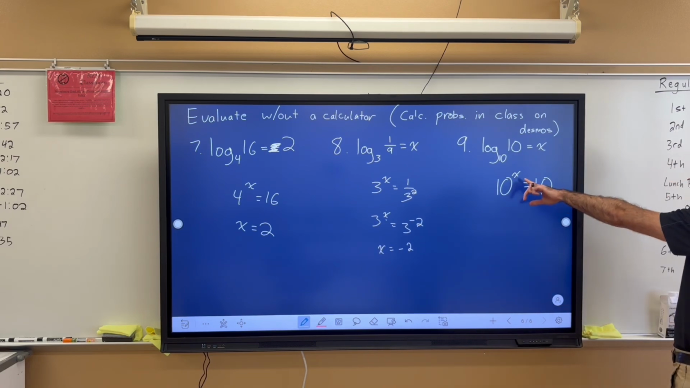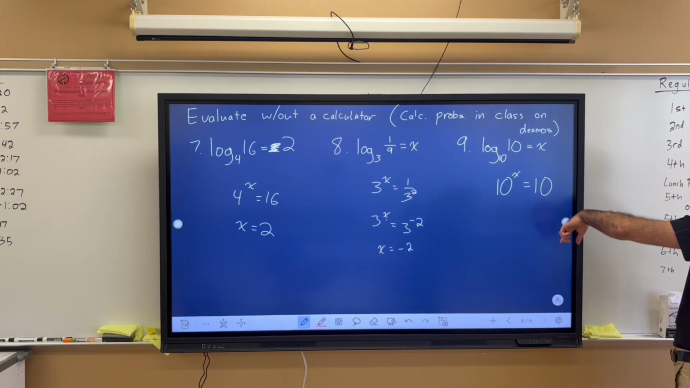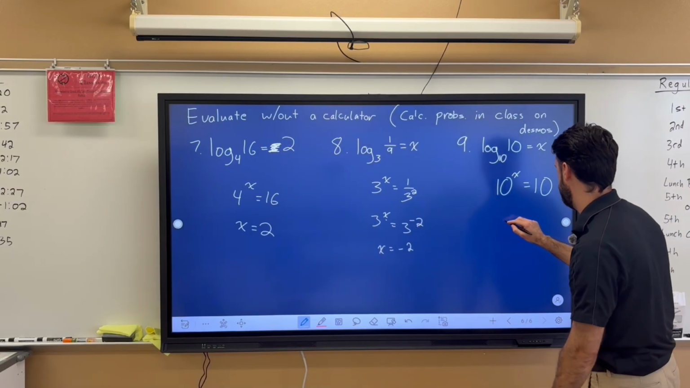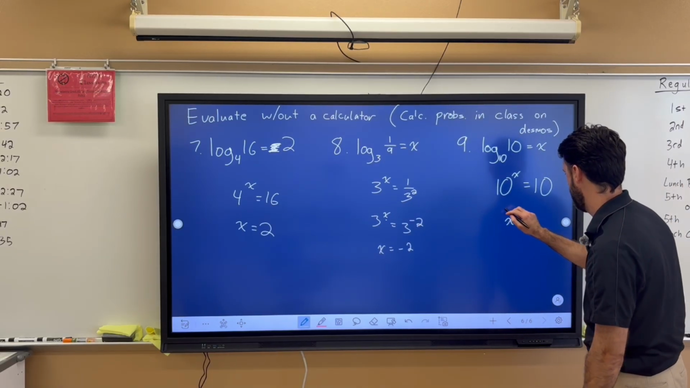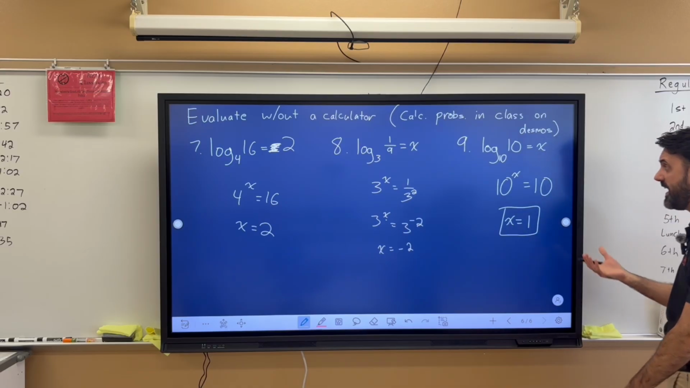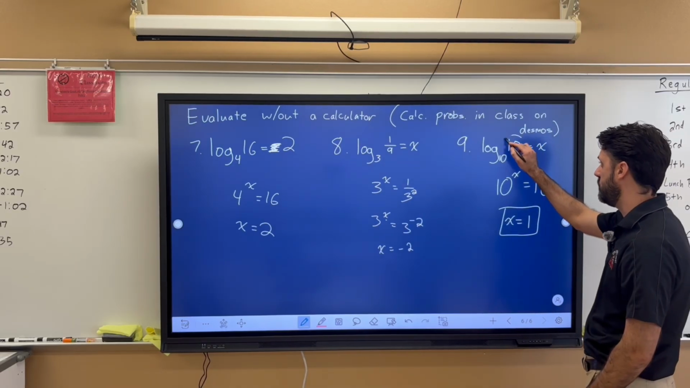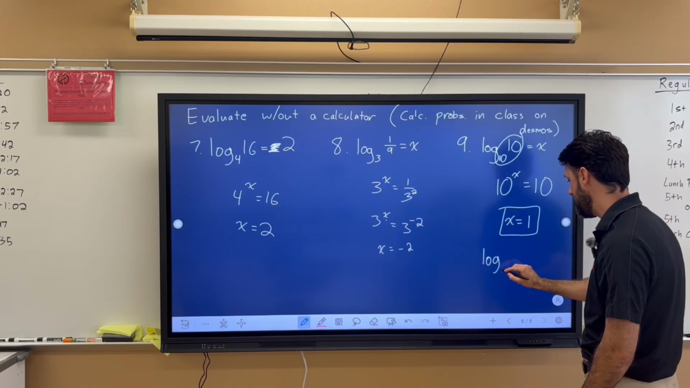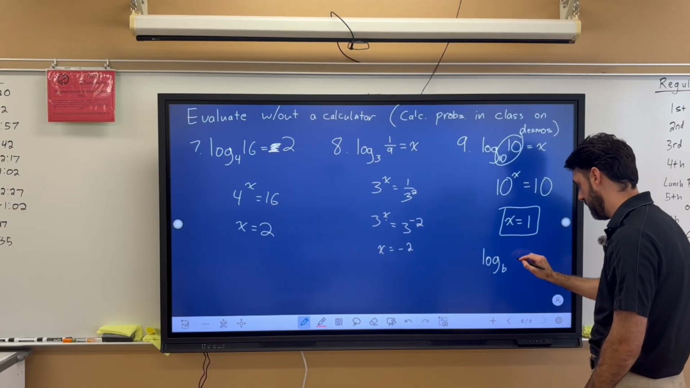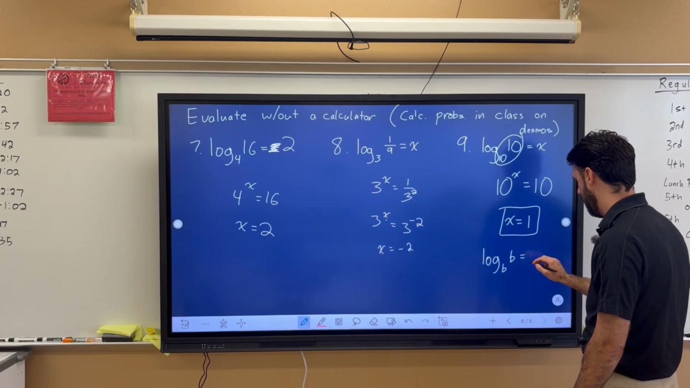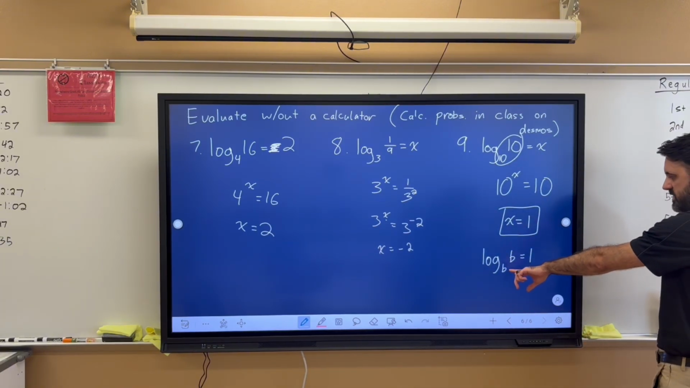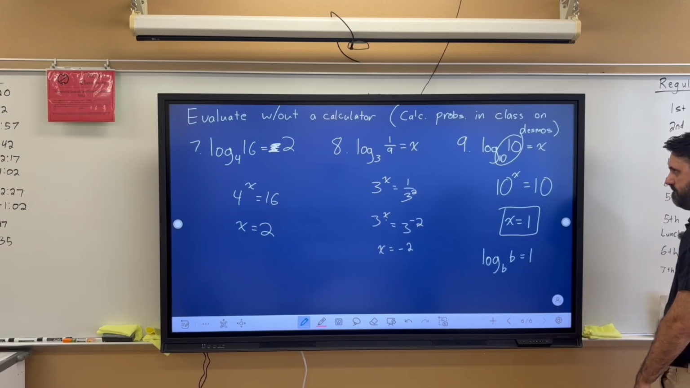Well, what would x have to be for these two things to be equal? Well, we don't even want x to be there, so we're just going to make it a 1. Right? 10 to the first is 10. And in fact, that would be true anytime those two numbers are the same. So if you've got a log with a base of b, and then this number is also a b, that is always going to equal 1, right? Because b to the first is going to equal b.